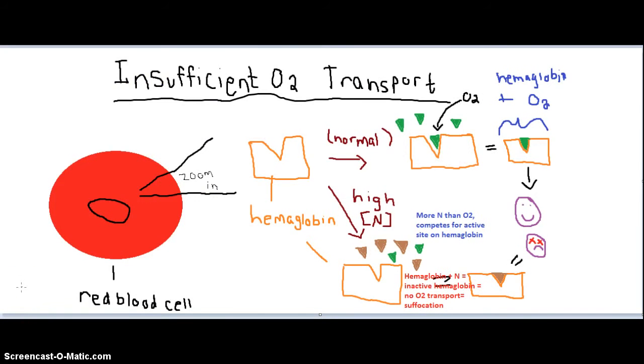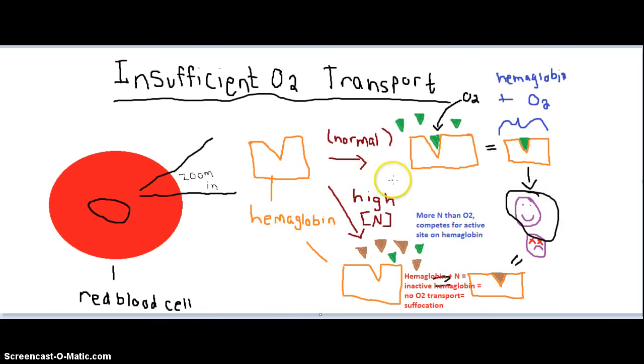Alright, so this is how insufficient oxygen transport happens. We have a red blood cell right here, and if we zoom in, it has lots of hemoglobin within it to help transport oxygen. In a normal scenario where there is lots of oxygen present, we see that oxygen will bind to the active site within this hemoglobin. When this binding happens, the person is able to breathe and they are very happy.